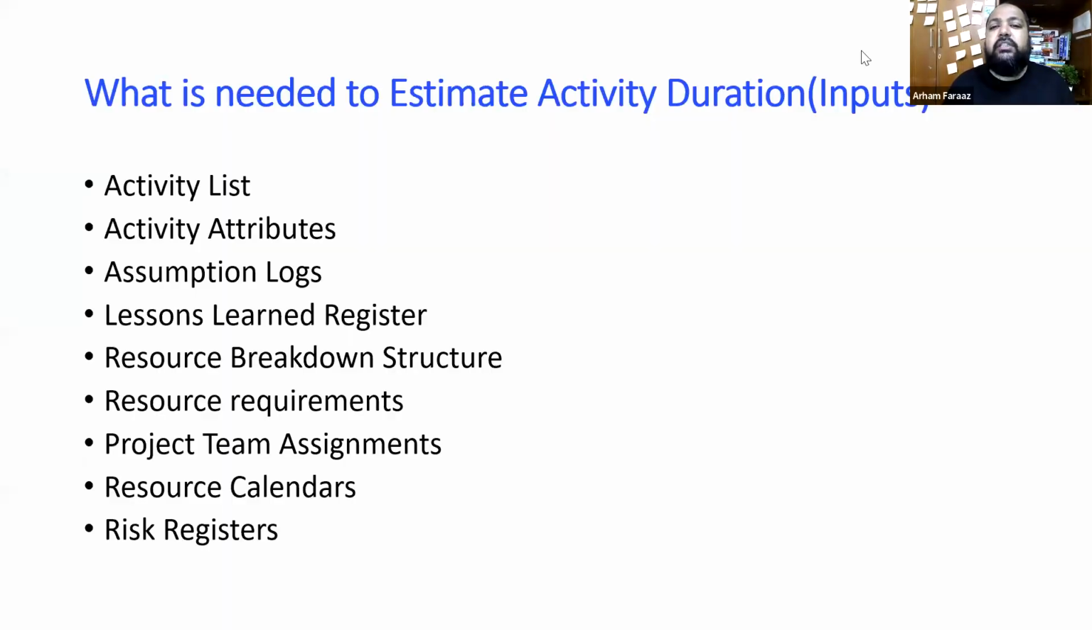So what is needed to estimate activity durations? As I told you, the list of things we're going to do. The big list includes the attributes of those activities, assumption logs, what has been assumed, the lessons learned register for any historical information, and the resource breakdown structure, who will be working on what, because if you've got a better resource, you'll do the work in less time. If you've got a naive resource, it will take more time. And resource requirements, what all resources are needed for developing the project. Then team assignments, who will be working on this, resource calendars and risk registers. Risk registers talk about contingencies and other reserves. So these things are needed to estimate activity durations.